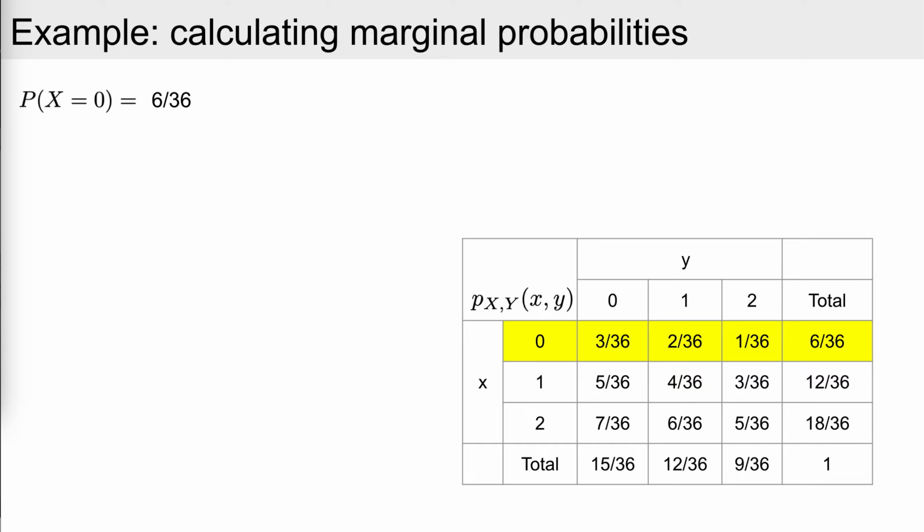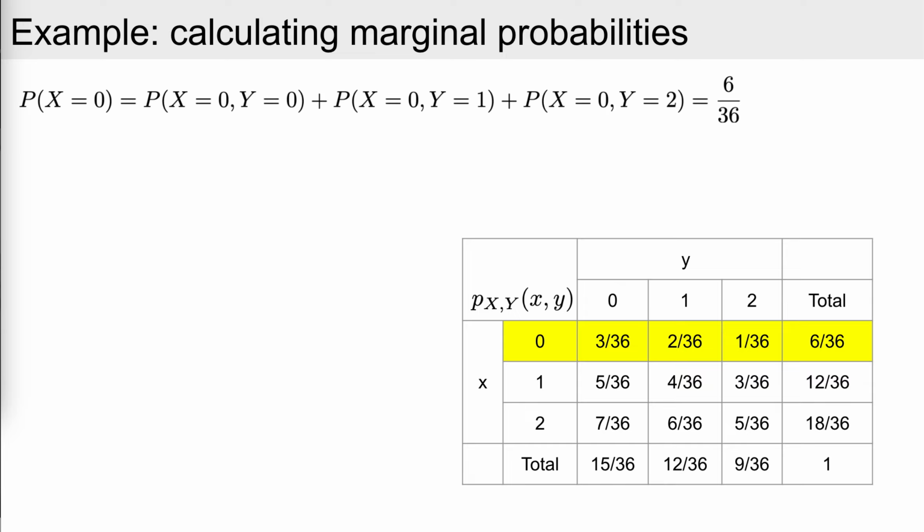Though this table summarizes the joint behavior of X and Y, we can also use it to explore their marginal behavior. For example, the sum of the first row indicates that there's a 6 out of 36 probability that X equals 0. Notice, though, that this probability that X equals 0 is actually the sum of 3 joint probabilities, calculating the probability that X equals 0 with Y equals 0, or Y equals 1, or Y equals 2. This result is part of the law of total probability.